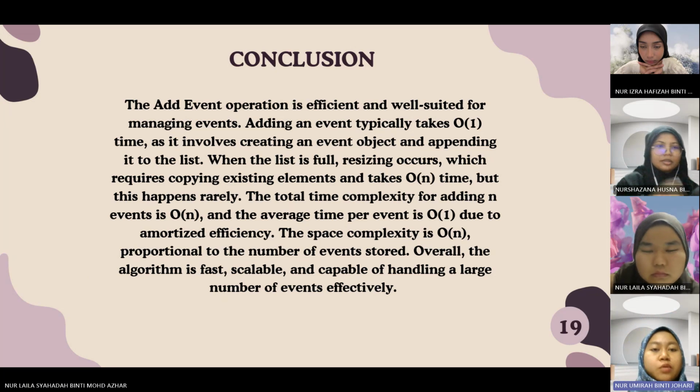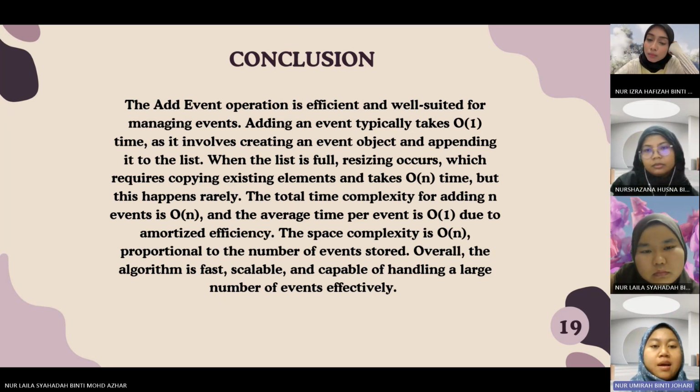So for the conclusion, the event operation is efficient and well suited for managing events. Adding an event typically takes big O of 1 time, as it involves creating an event object and appending it to the list. When the list is full, resizing occurs, which requires copying existing elements and takes big O of n time. But this happens rarely. The total time complexity for adding an event is big O of n, and the average time per event is big O of 1 due to amortized efficiency.